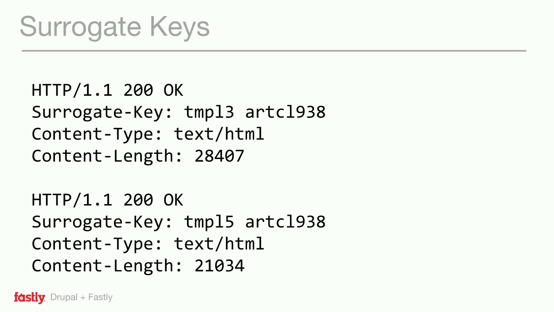Now, normally, if they have different URLs, like one for mobile and one for the regular site, so m.example.com and www.example.com, then if you wanted to purge them both, you would normally have to send two purge commands, et cetera. But if you just send one purge for article 1938, both are wiped from the cache, and if users then request that page, a fresh copy is grabbed from the origin.